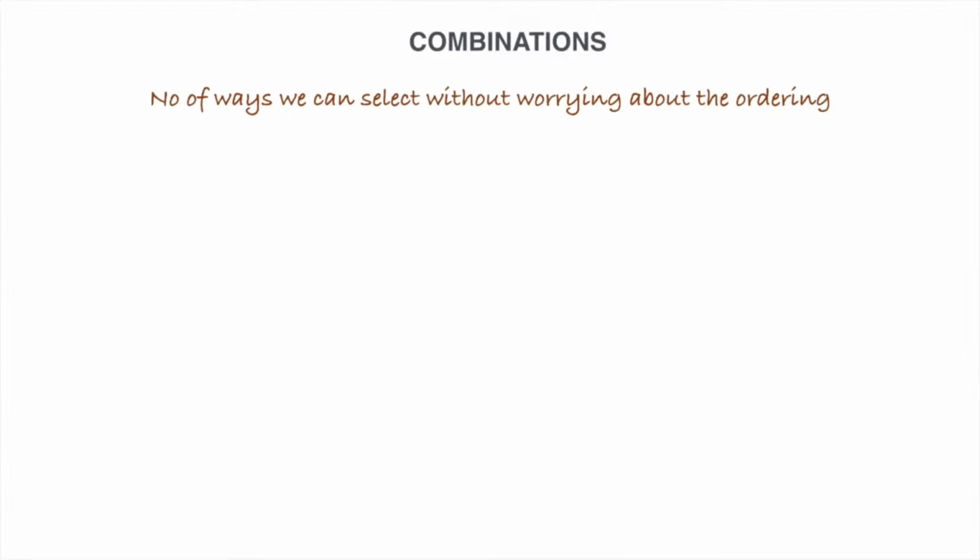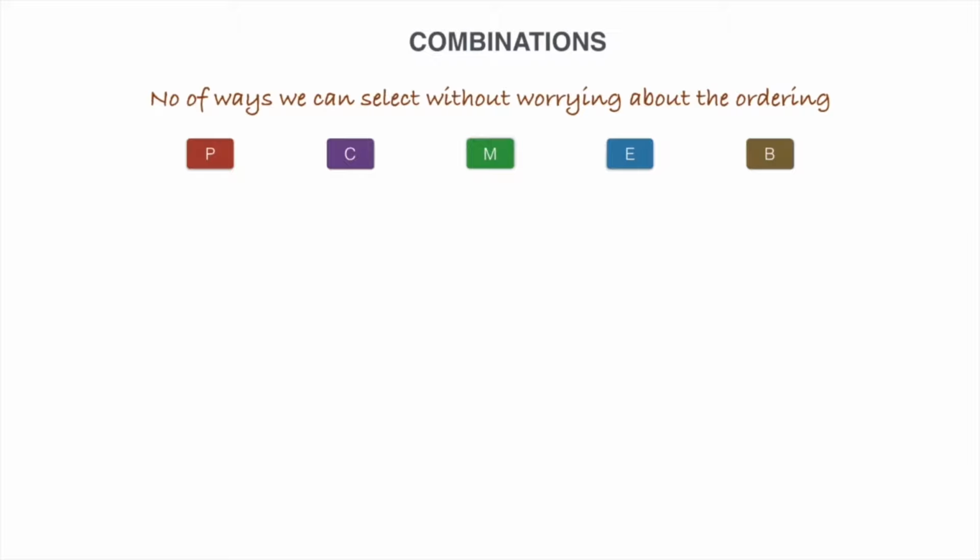Coming back to combinations, combinations are nothing but the number of ways we can select objects without worrying about the ordering of objects. Let's take an example. I have 5 books: physics, chemistry, maths, English, and biology. Let's see in how many ways can I select 3 out of them.